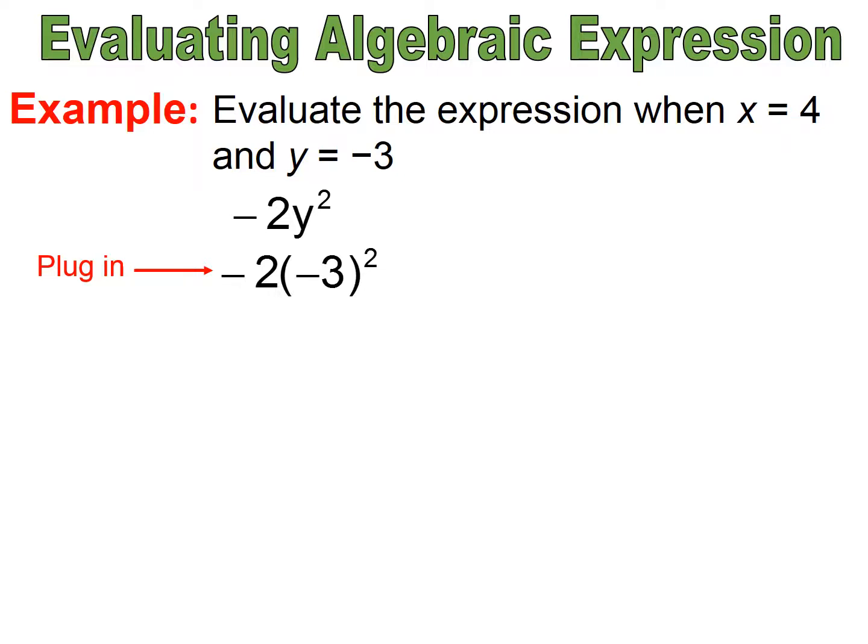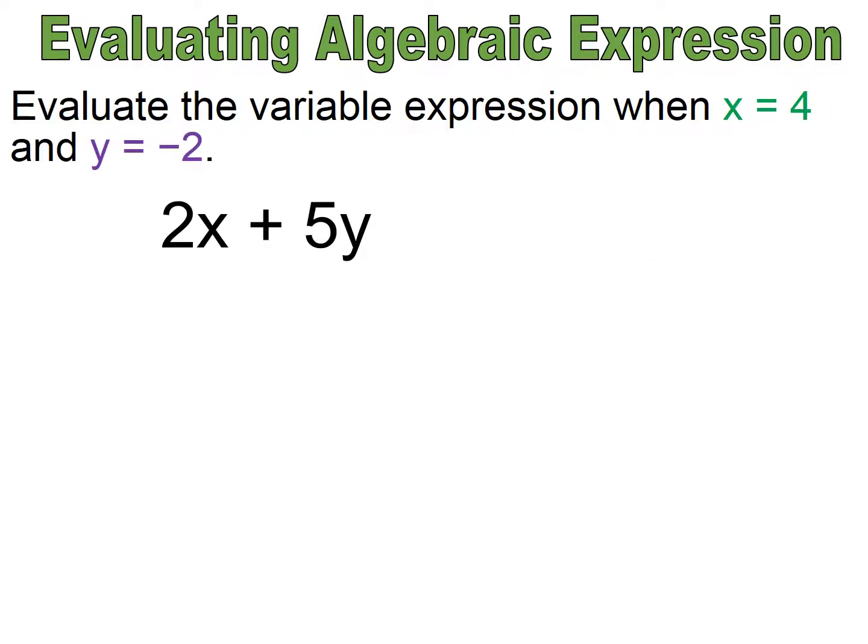Now you have to be careful here because order of operations states I have to do that exponent first. I cannot multiply that negative 2 to the 3 first. I have to do that negative 3 squared first. So I have to square the negative 3, and I'm going to end up with a positive 9, and then I'll multiply the negative 2 to that, and I end up getting a negative 18. So be very careful when you have evaluation that you still follow order of operations, especially when there's exponents involved. Pause and try.